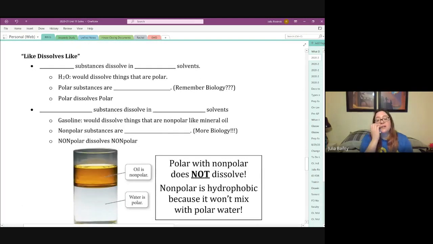This brings us to something called like dissolves like, which is this general idea that polar substances will dissolve in polar solvents, and ionic substances will also dissolve in polar solvents. So basically anything with a plus and a minus will dissolve in something else with a plus and a minus. Water dissolves things that are polar and also things that are ionic.